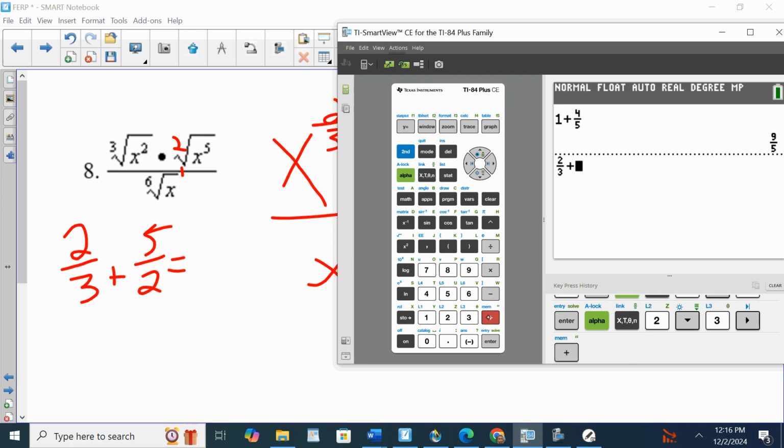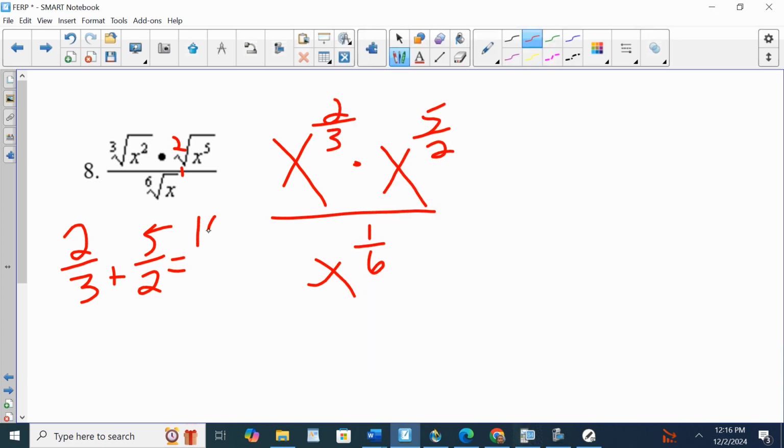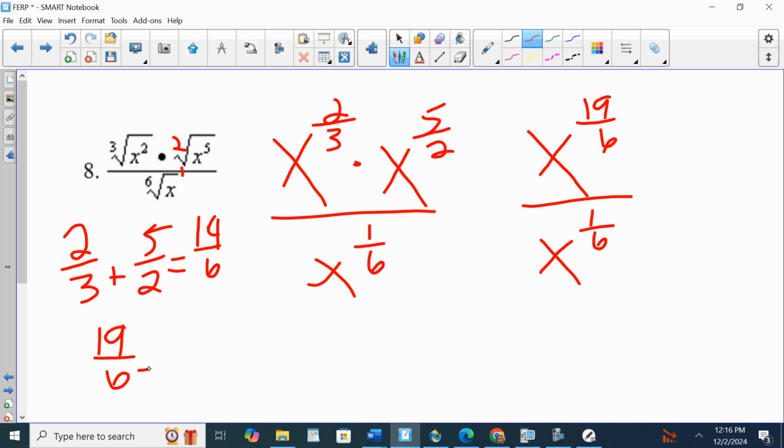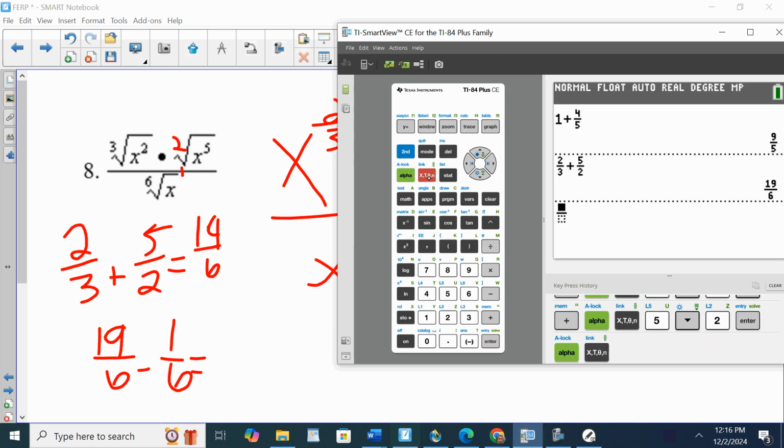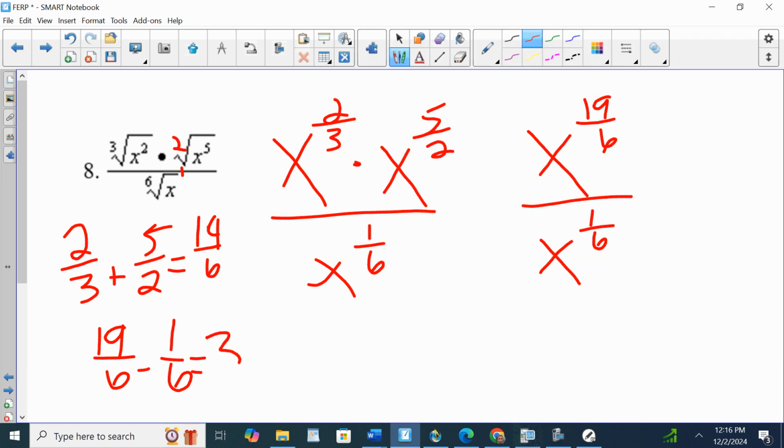2/3 plus 5/2 is 19 over 6. So that becomes x to the 19 over 6 divided by x to the 1/6. Now I'm dividing, so I subtract the exponents. 19 over 6 minus 1 over 6. That already has a common denominator, so you might want to do that one by hand or not. Whatever. 19 over 6 minus 1 over 6 is 3. X to the 3rd is your answer.